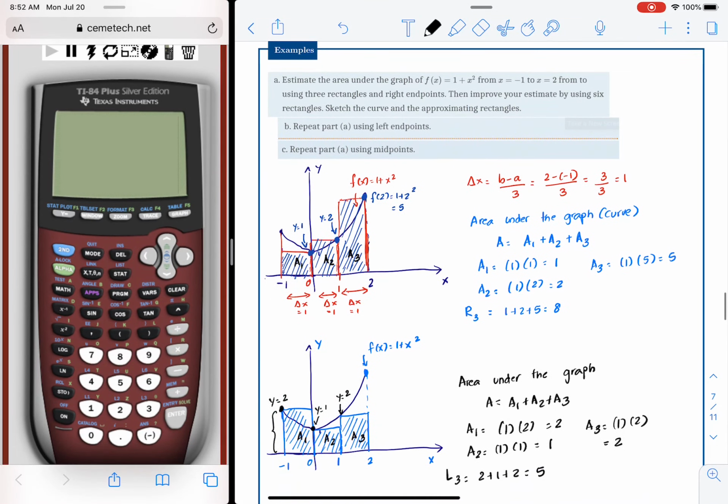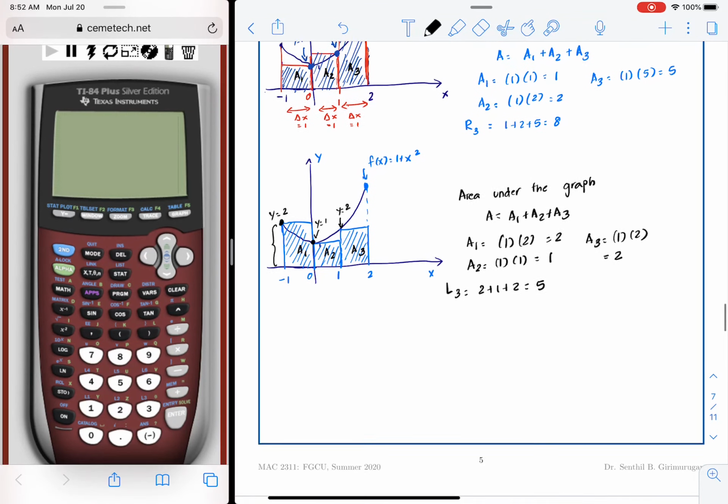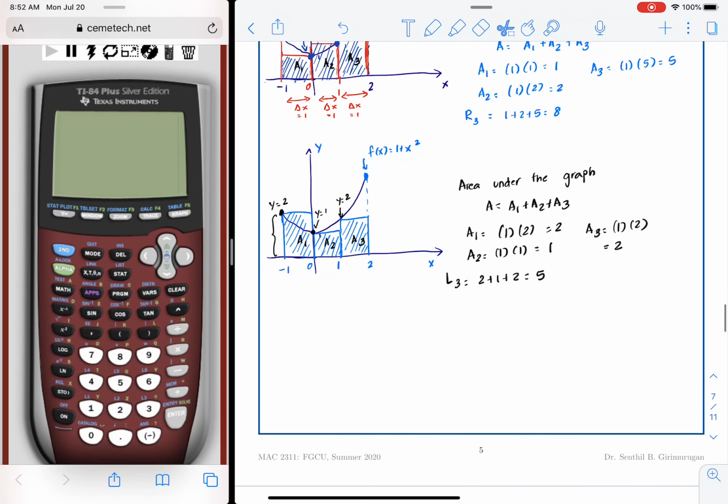And there we have another case using midpoints. Now, what do we mean by midpoints? We have to find the central point between 0 and 1, 1 and 2, and so forth.